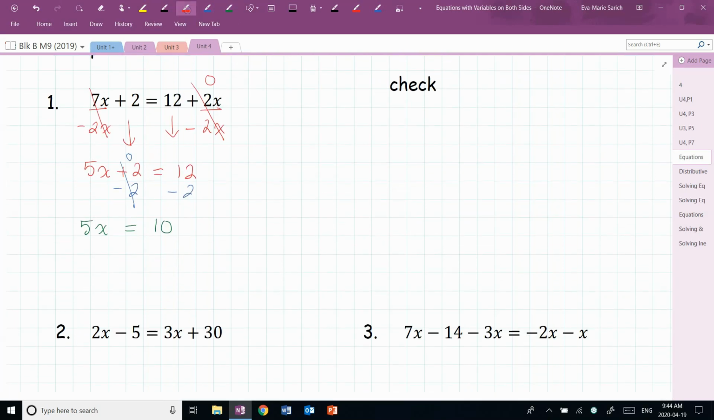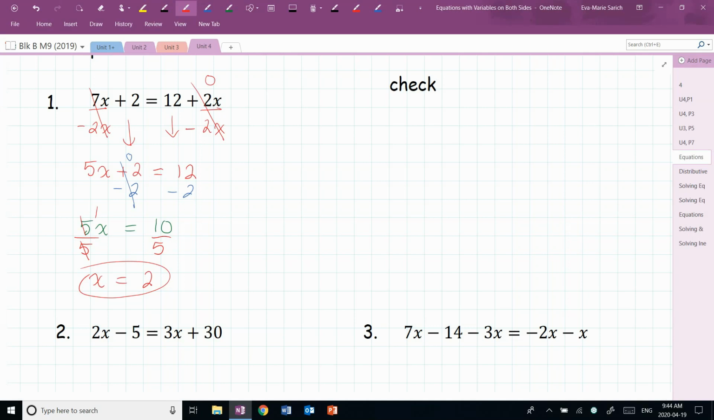Lastly, on this question, because we have 5 times the x, we're going to do the opposite of multiply, which is a divide. So we're going to divide by 5 on both sides. 5 divided by 5 gives us 1. 1x is what we want. That gives us our x all by itself. And 10 divided by 5 gives us 2. We solved it.